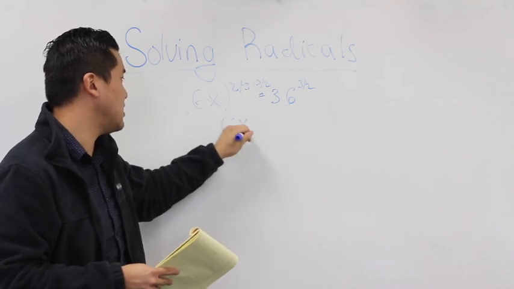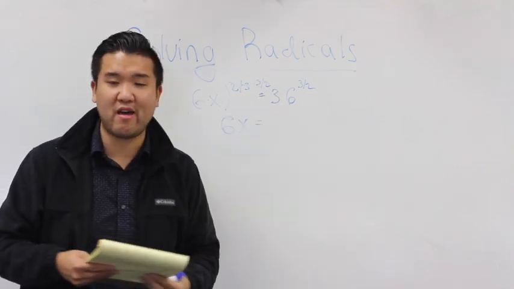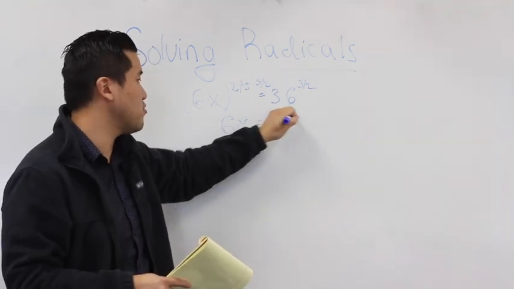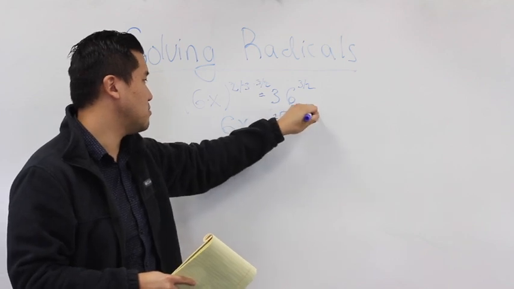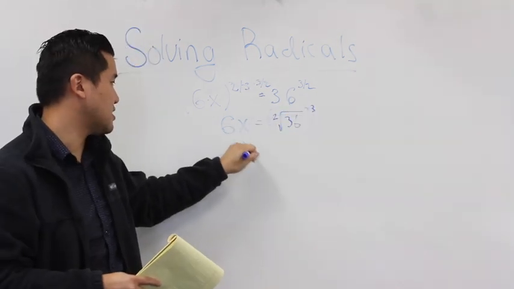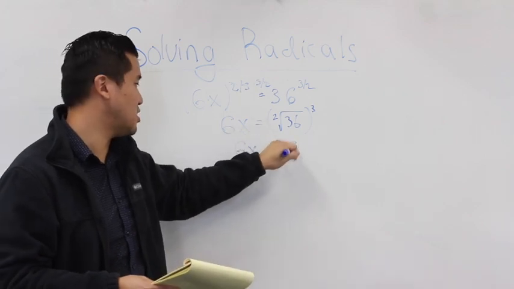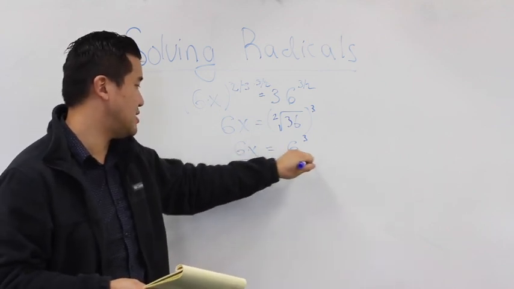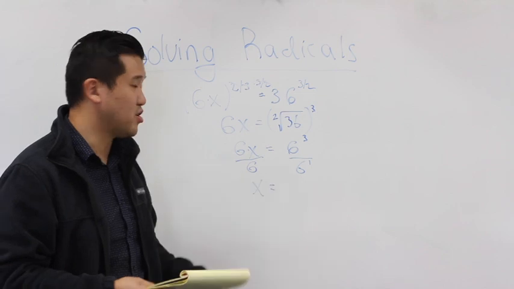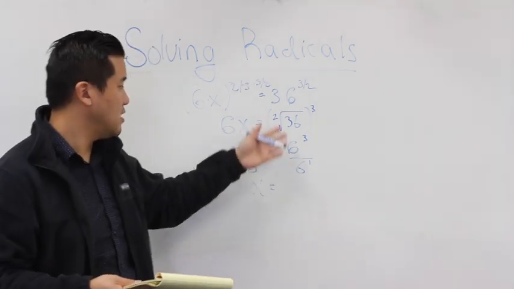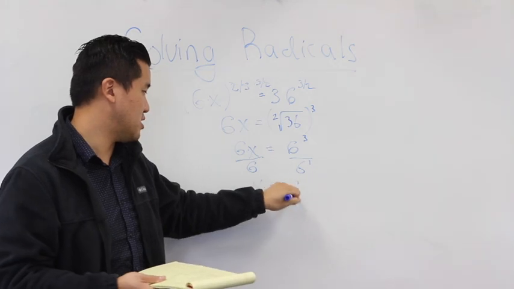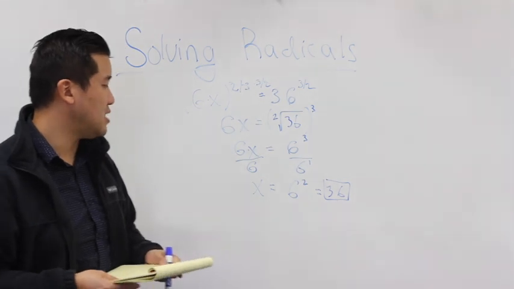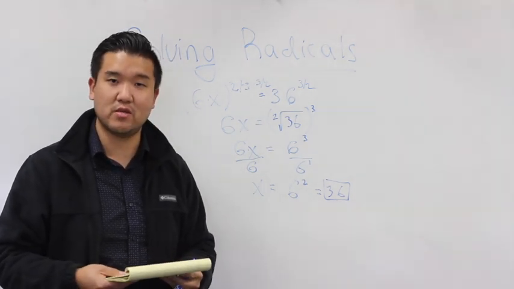You still have the 6x on this side. Here you have 36 to the 3/2 power. 3 represents your power, and 2 represents your root. So we're going to take the square root of 36 cubed. When you do that, you get 6x equals the square root of 36, which is 6, cubed. And then how do you get x by itself? You divide by 6. You can use all our rules: when you're dividing with the same base, you subtract the exponents. We get 6 squared, which is 36. That means (36, 0) is an x-intercept.